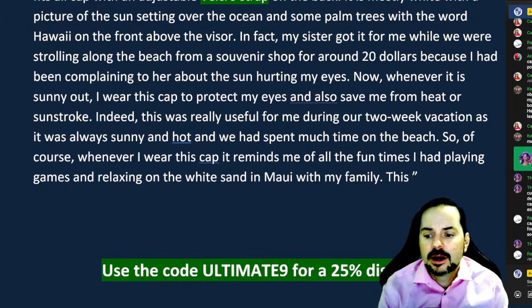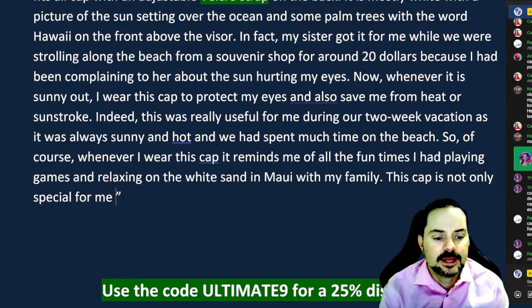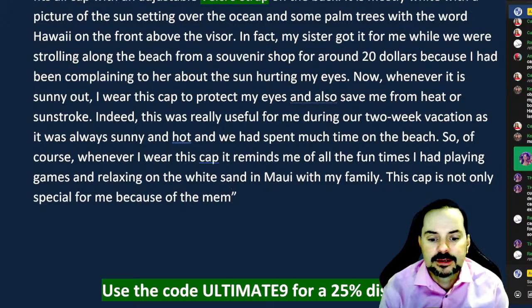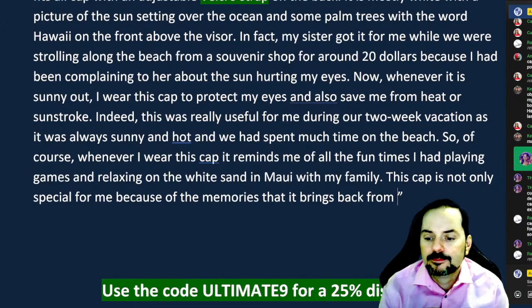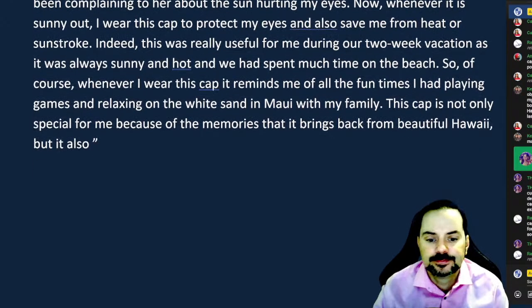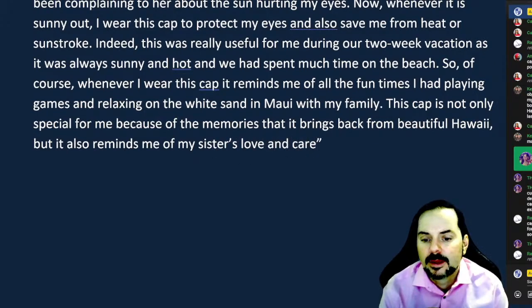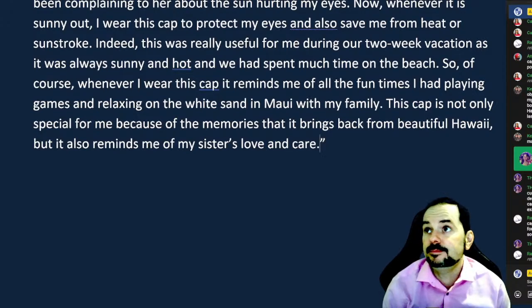So this cap is not only special for me because of the memories that it brings back from beautiful Hawaii, but it also reminds me of my sister's love and care. Okay. All right.